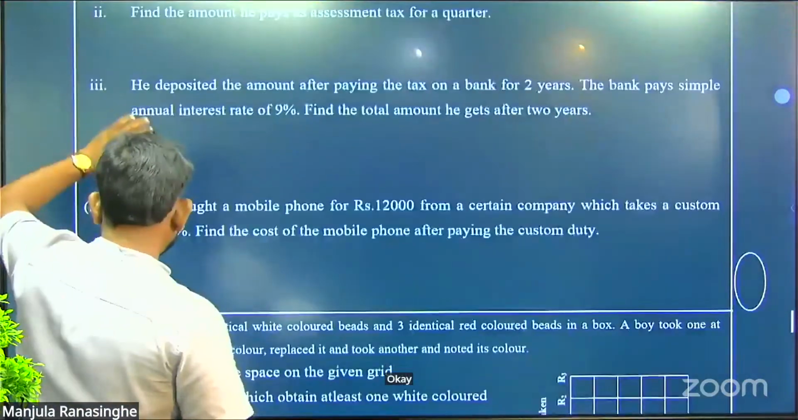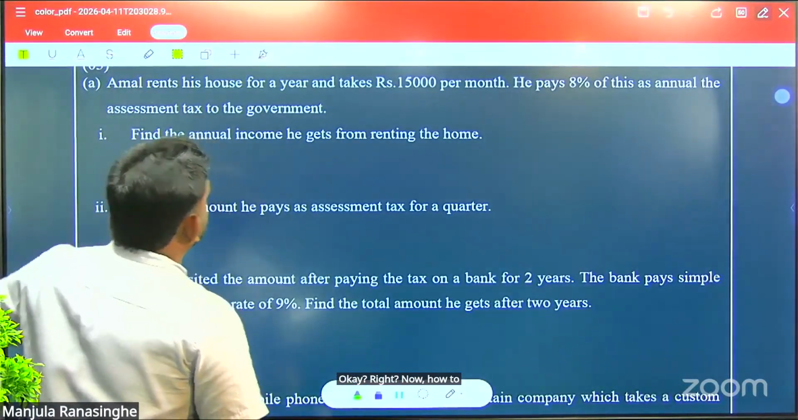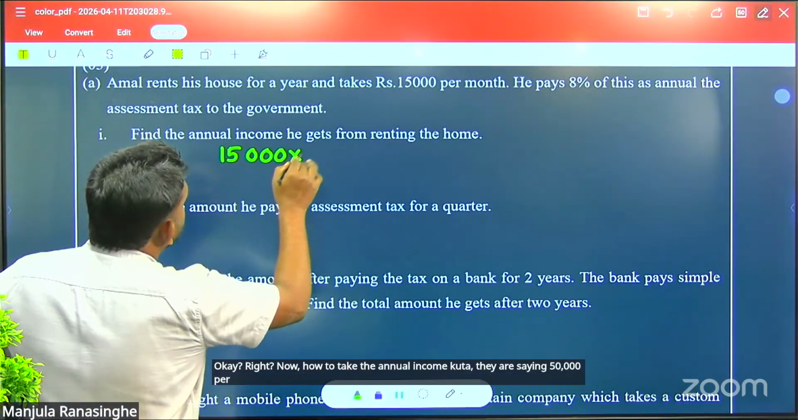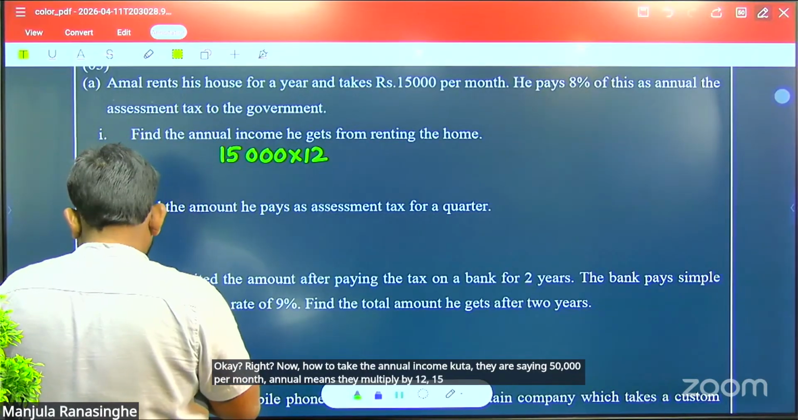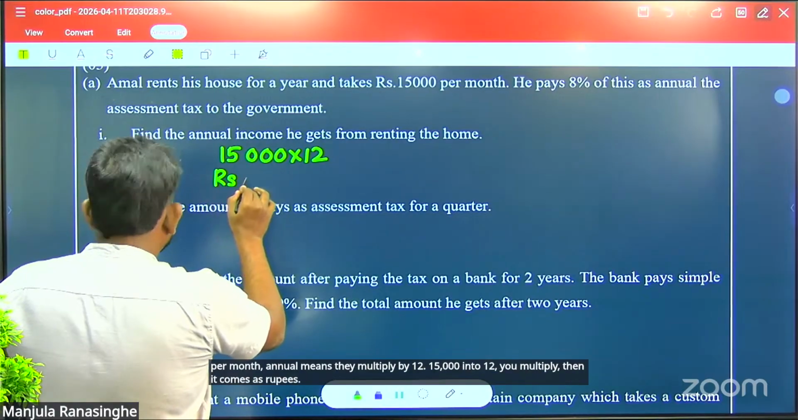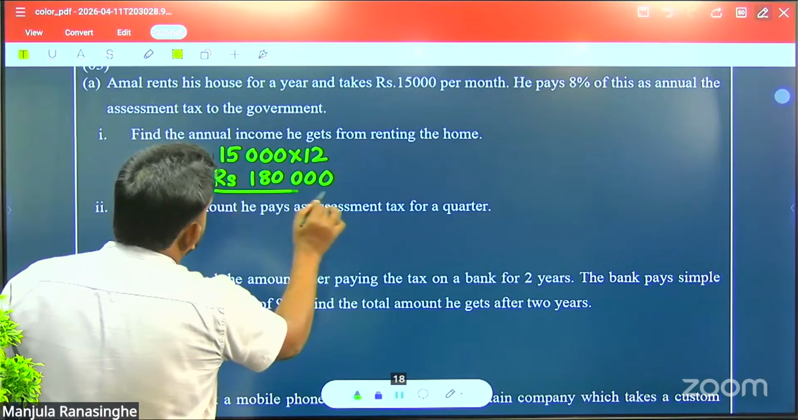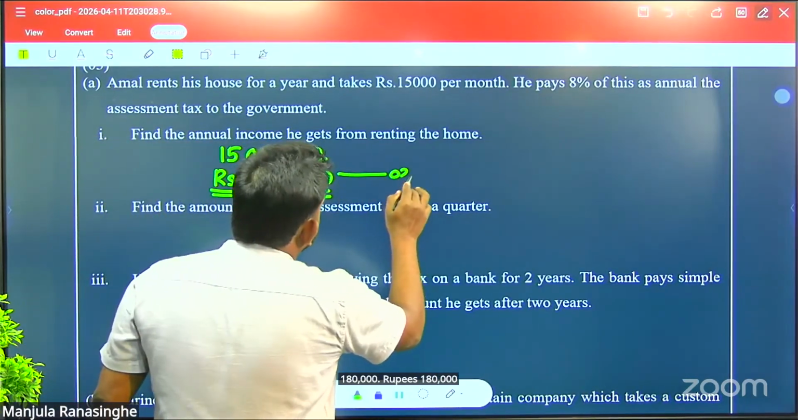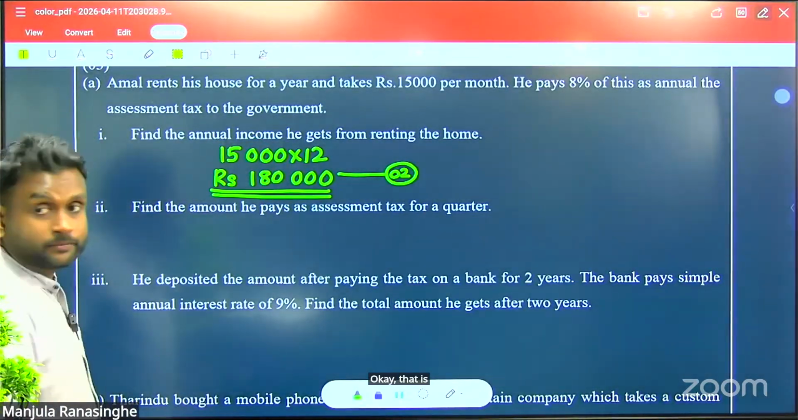Right. Now, how to take the annual income? They are saying 15,000 per month. Annual means you multiply by 12. 15,000 into 12, you multiply, then it comes to rupees 180,000. You have 2 marks there. That is the annual income.